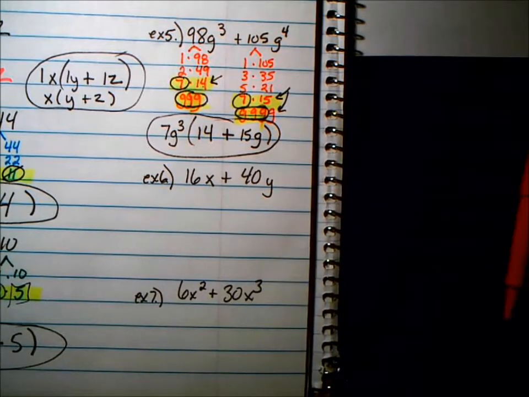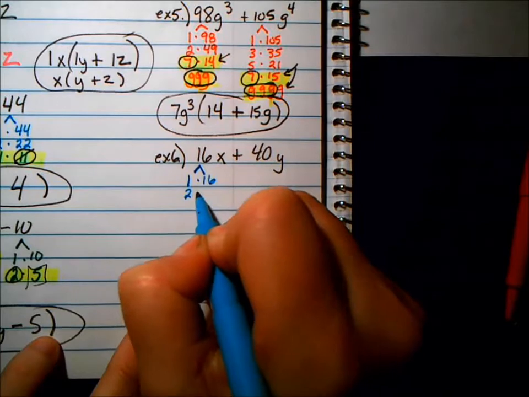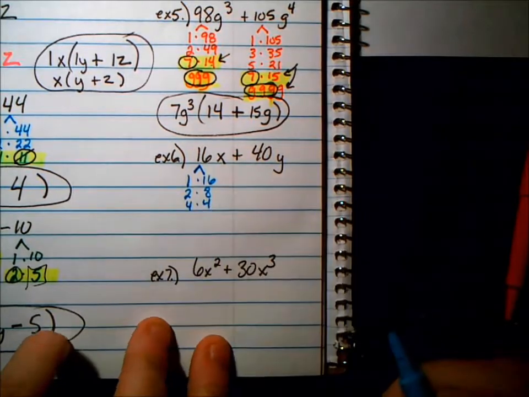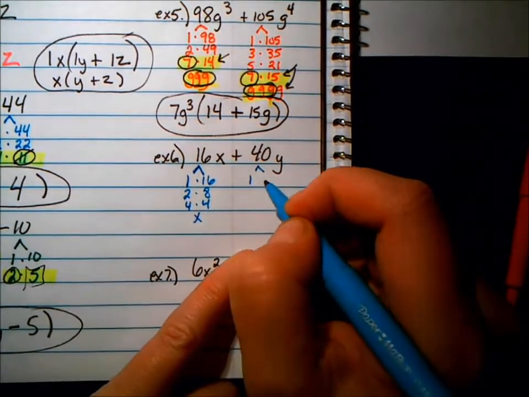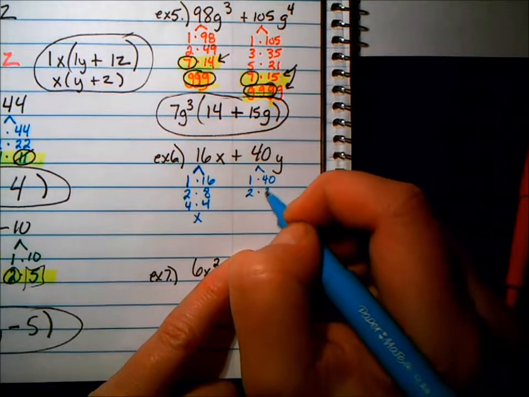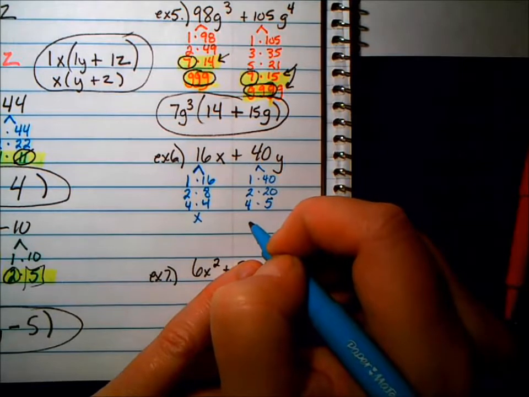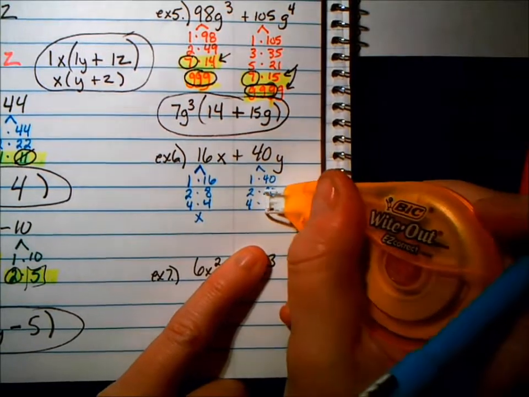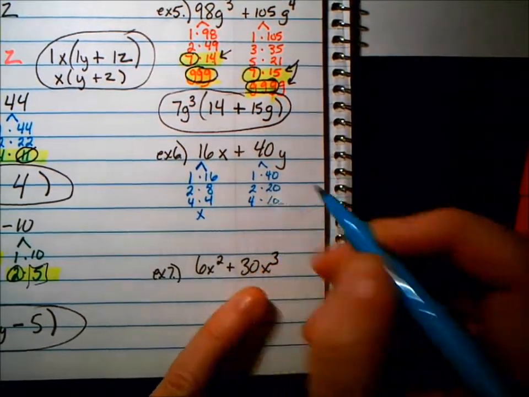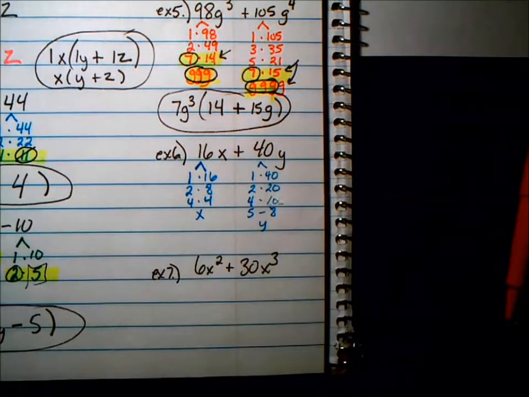On number 6, I want to find the factors of 16. That would be 1 times 16, 2 times 8, and 4 times 4, with 1x. Then the factors of 40 would be 1 and 40, 2 and 20, 4 and... oh, no, not 5. 4 and 10, and then 5 and 8, and then I have the letter y. So the greatest number they have in common.